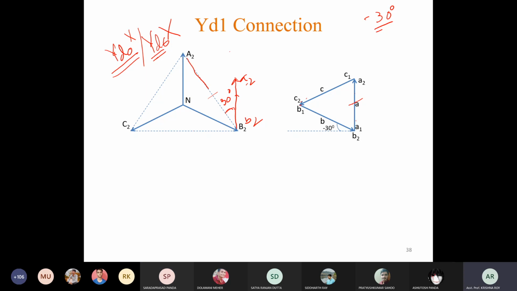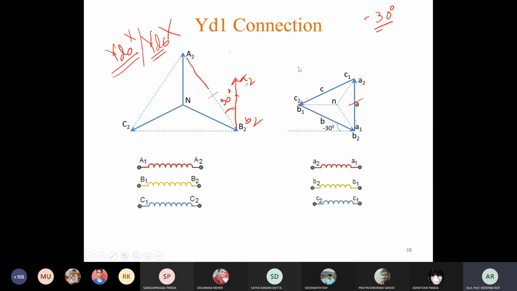Okay, now can you draw YD11, making a positive 30-degree phase angle displacement? Now, first of all, let us see the connection diagram. That is very easy after drawing this phasor diagram.